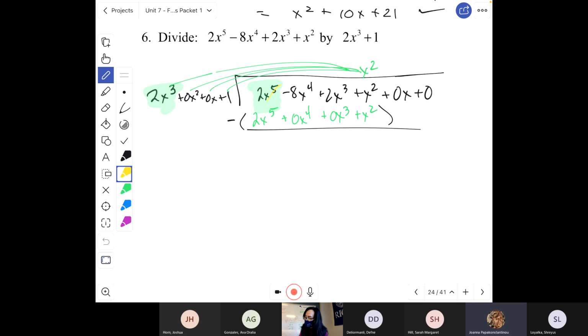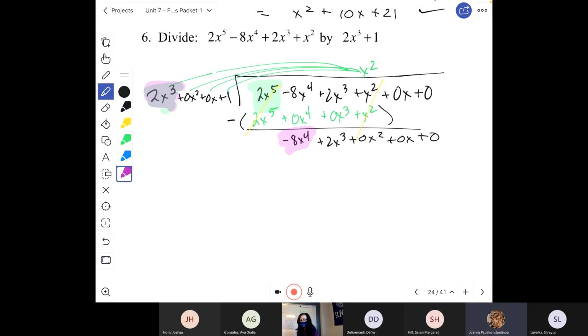First one's gone. Negative 8x to the 4th minus 0x to the 4th. X squared minus x squared, gone. So you might want to put a 0x squared, right? Now look what I'm doing. I'm looking at this term again and asking myself, what am I multiplying by 2x cubed to get negative 8x to the 4th? Multiply by negative 4x. Those placeholders are helpful, huh?